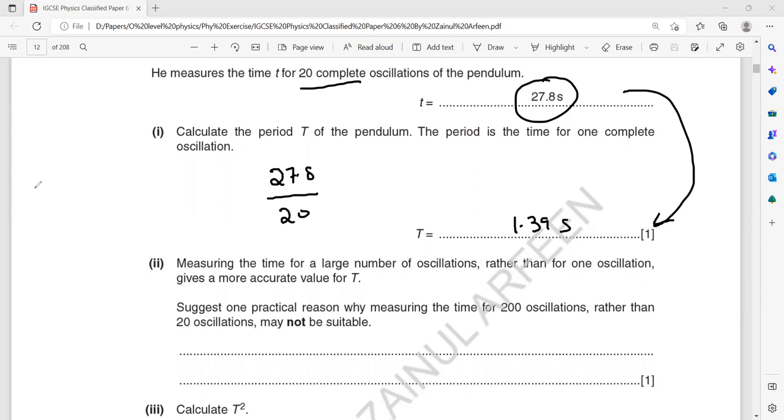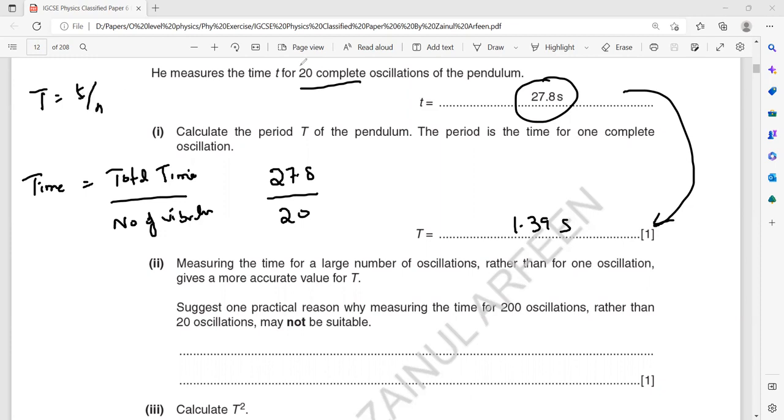If we need the time for one oscillation, or we need the time period, so time period is the total time divided by the number of vibrations or number of oscillations. That's the formula. So total time was 27.8 and number of oscillations are 20. That's why it is 27.8 divided by 20. So we get it for each one. Measuring a time for a large number of oscillations rather than one oscillation gives more accurate results.